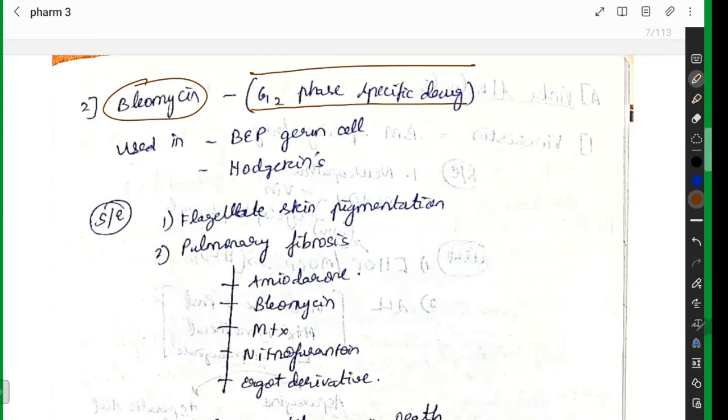Do you remember what BEP is? Can you just expand that BEP regimen which you followed in germ cell tumors? What does B stand for? Bleomycin. That is already given here. What does E stand for? Come on, guys, put it in the chat box. What does E stand for in your BEP regimen? B stands for bleomycin, and now you know it is a G2 phase specific drug. What does E stand for?